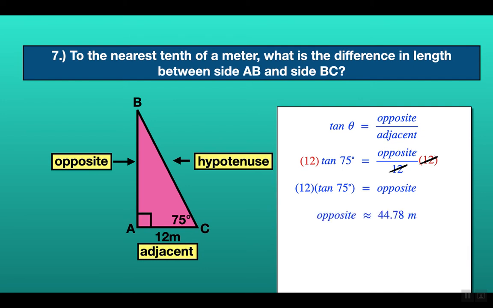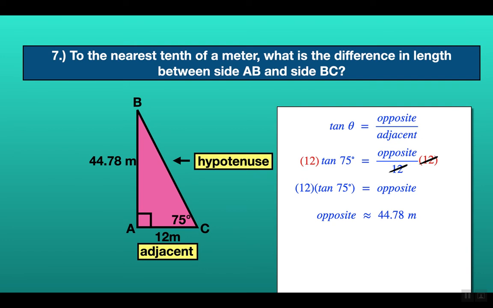Okay, so our opposite side is approximately 44.78 meters. I rounded it to the nearest hundredth for now because it's not a repeating decimal, but a decimal that continues. So our opposite side is 44.78. Let's put that in our sketch.